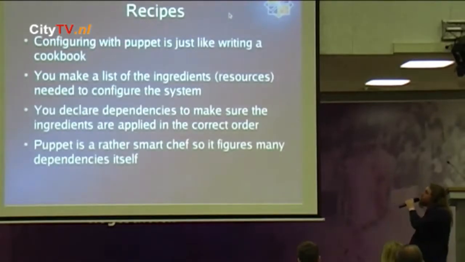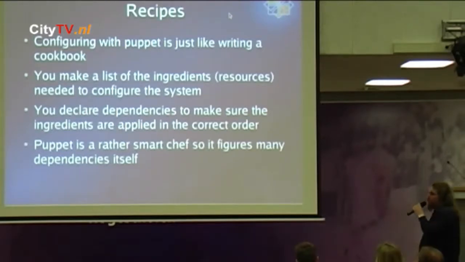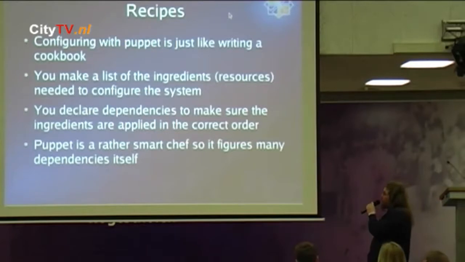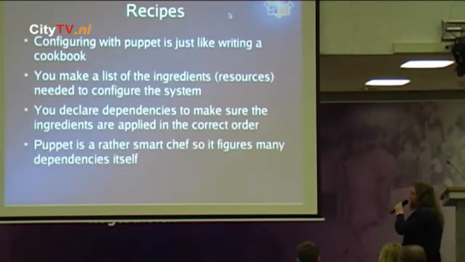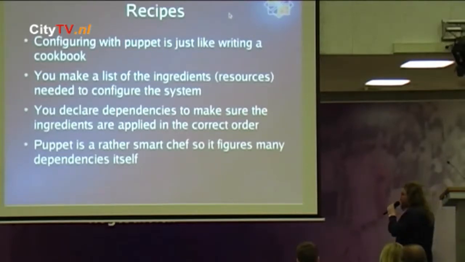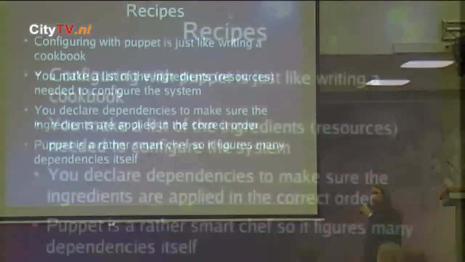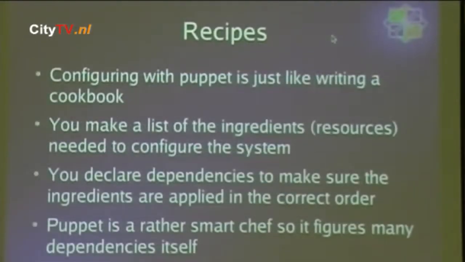Then there are recipes. Essentially, configuring with Puppet is just like writing a cookbook. If you want to bake a cake, you need to know what ingredients you want, and for Puppet, you make a list of ingredients, which are the resources that you need to configure your system according to what you really want. And you need to declare dependencies to make sure the resources are executed or realized in the correct order. It doesn't help if you change a configuration file after you restart a service. It's much better if you change the configuration file and then restart the service.